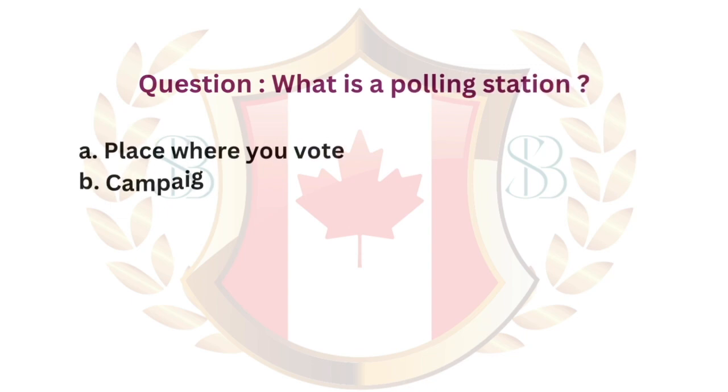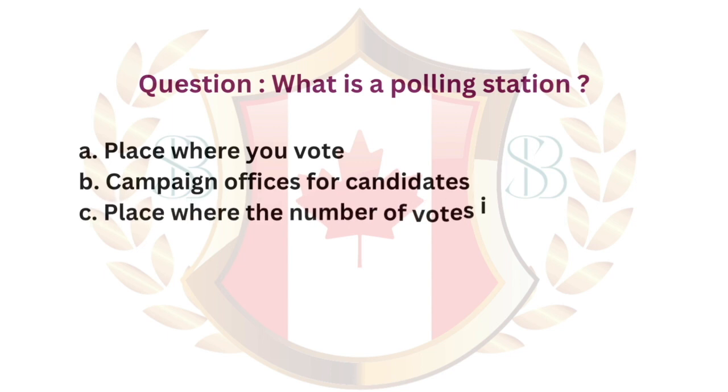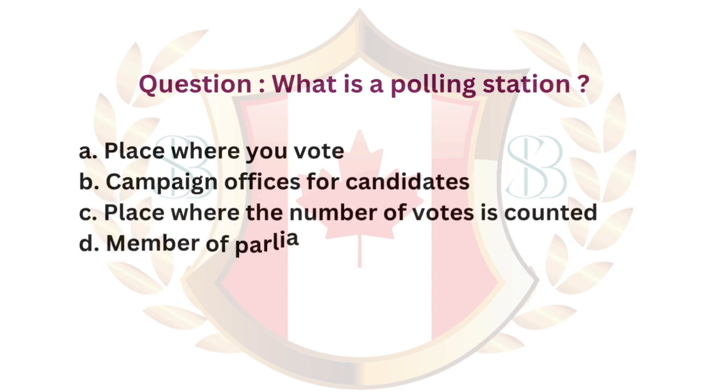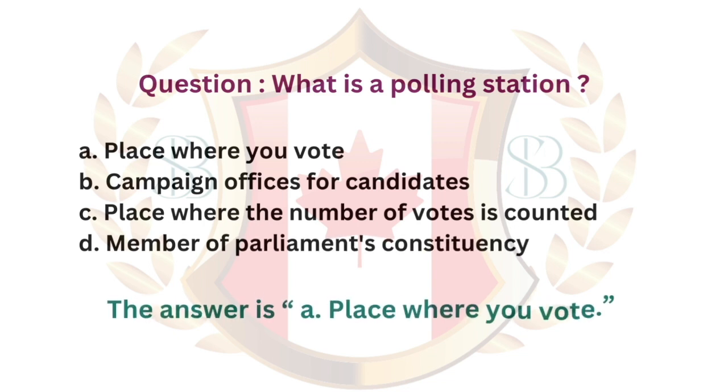Question. What is a polling station? A. Place where you vote. B. Campaign offices for candidates. C. Place where the number of votes is counted. D. Member of Parliament's constituency. The answer is A. Place where you vote.